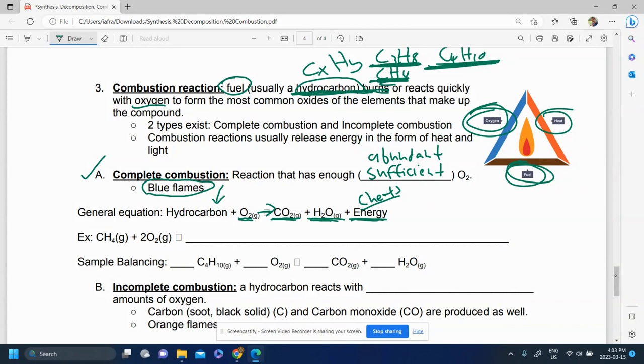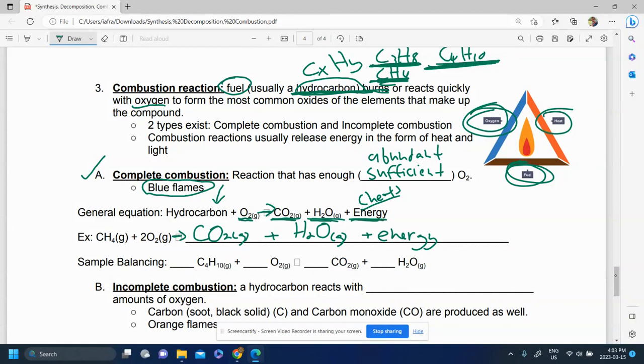products in the end. So if I were to say you have CH4 reacting with O2 gas in a complete combustion, you would predict that you get CO2 gas plus H2O gas. Because it's so hot, the energy released evaporates all that water right away, plus energy or heat.